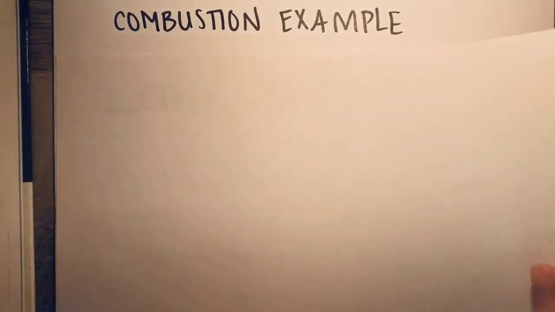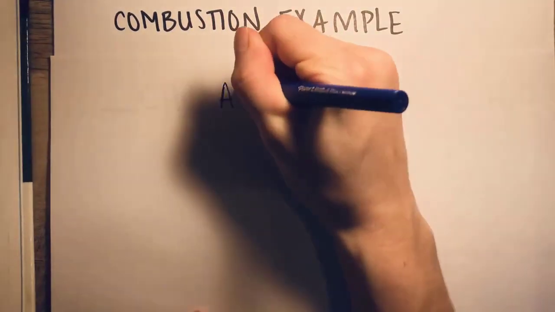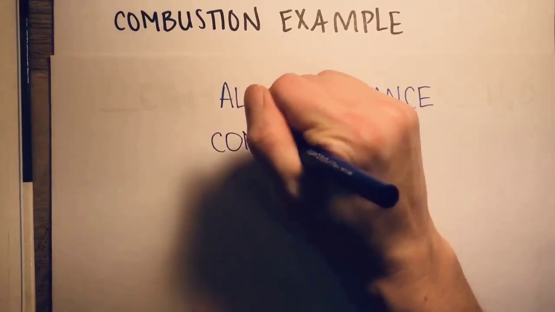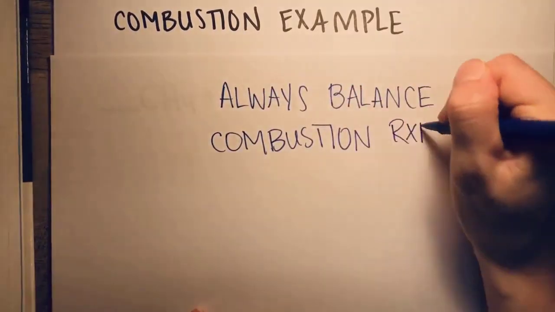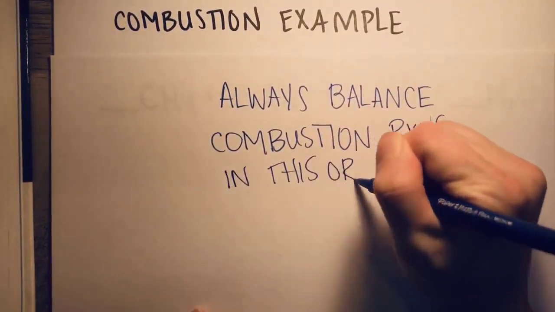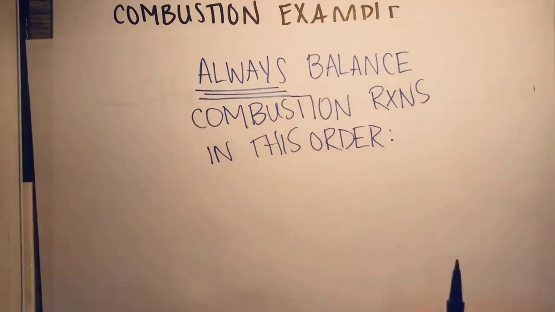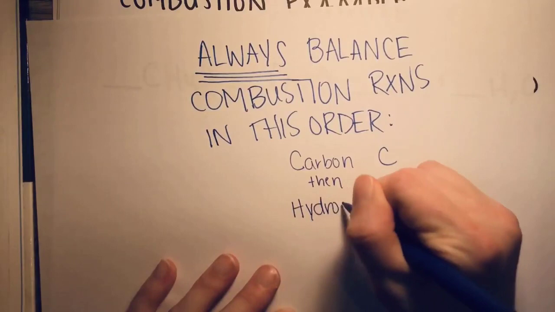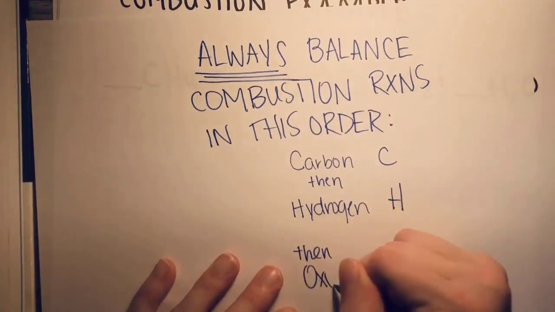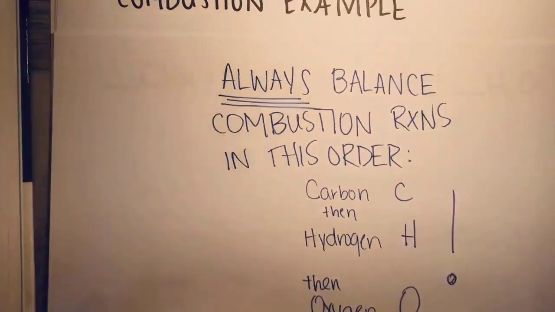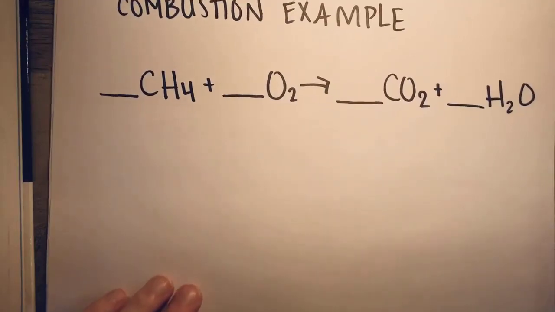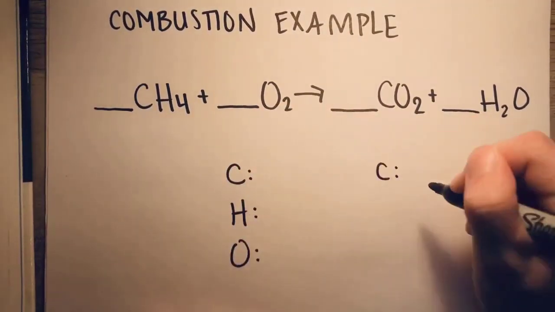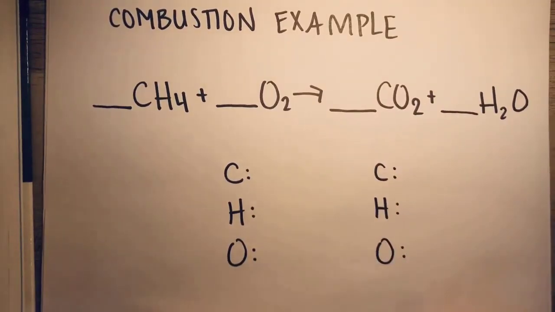Now, the key for these types of problems is to always balance in one specific order. If you don't do this, you will get confused as you balance. So first balance the carbon, then balance the hydrogen, and only then balance the oxygen. CHO, that's the order that you're going. So let's look at an example here.